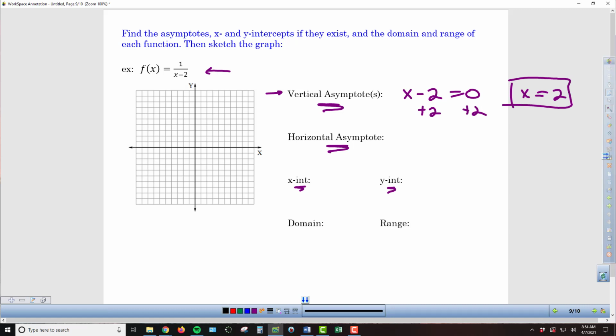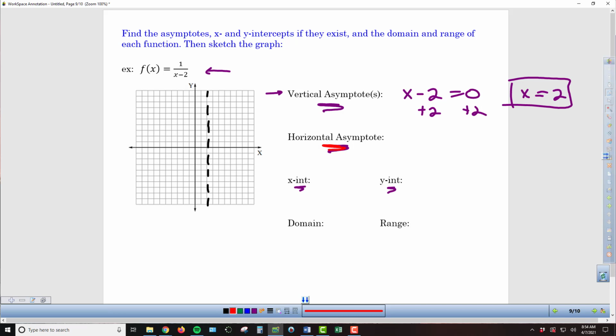So on my graph, I'm going to go to x equals 2, and I'm going to go ahead and dot in a vertical line. So that is a line that our graph cannot cross. It's going to come really, really close to it, but it's not going to cross it. So that means our two branches of our graph are going to be on either side of this vertical asymptote.